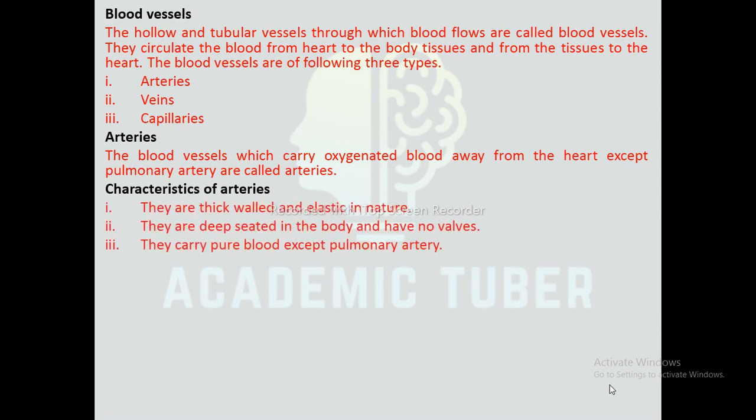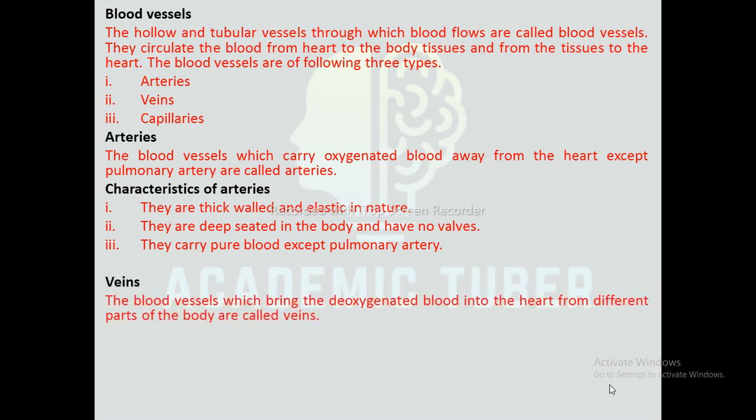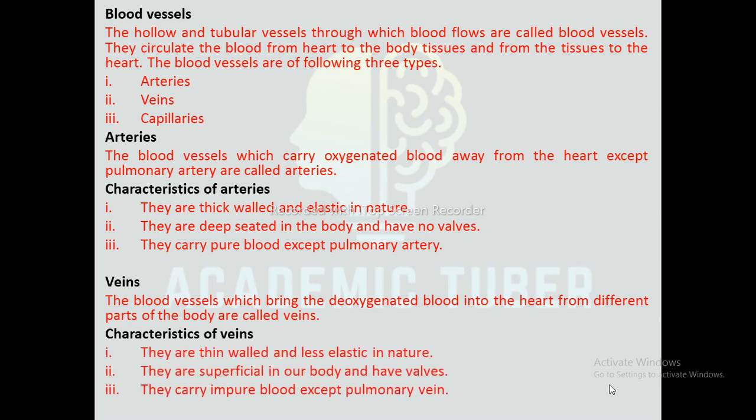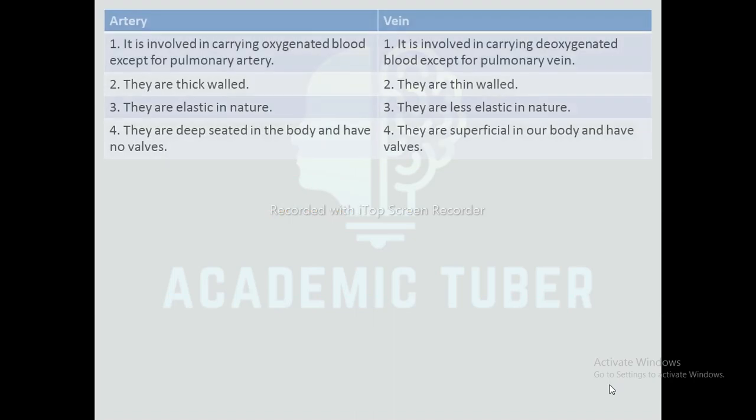Characteristics of arteries. They are thick-walled and elastic in nature. They are deeply seated in the body and have no valves. They carry pure blood except pulmonary artery. Veins. The blood vessels which bring the deoxygenated blood into the heart from different parts of the body are called veins. Characteristics of veins. They are thin-walled and less elastic in nature. They are superficial in our body and have valves. They carry impure blood except pulmonary veins, which carry pure blood.